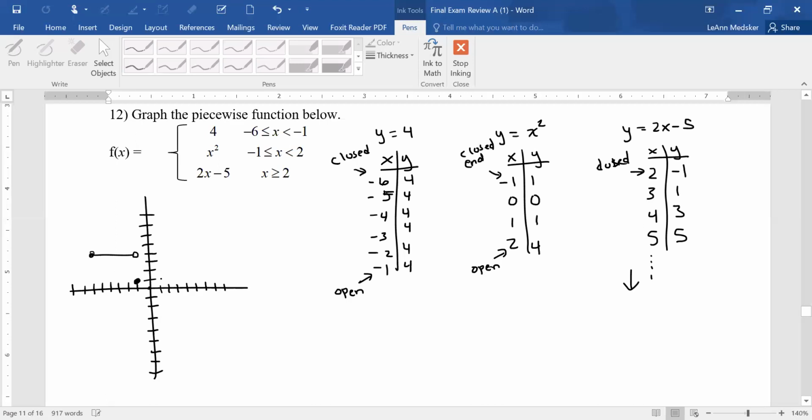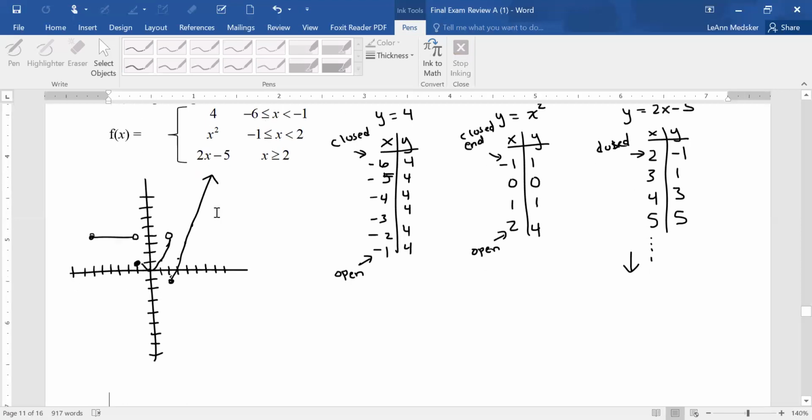0, 0 is a point. 1, 1 is a point. 2, 4 is a point. So notice I am plotting all of these because this is not a horizontal line, it's a parabola. So I want to see that curve change. And my open circles aren't wanting to stay for a minute. And then the last piece is 2, -1 is closed. And then we have 3, 1, 4, 3, 5, 5, and this is going up forever in that same pattern. And that is how you graph a piecewise function.